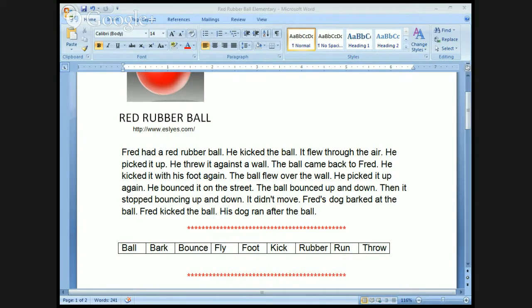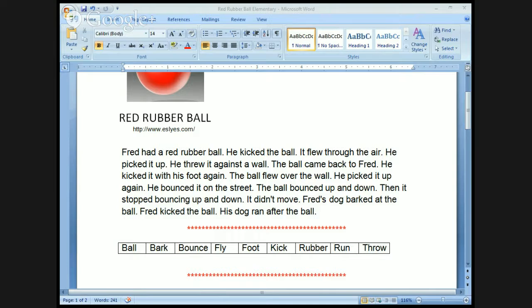He kicked the ball. It flew through the air. He picked it up. He threw it against a wall. The ball came back to Fred. He kicked it with his foot again. The ball flew over the wall. He picked it up again. He bounced it on the street.